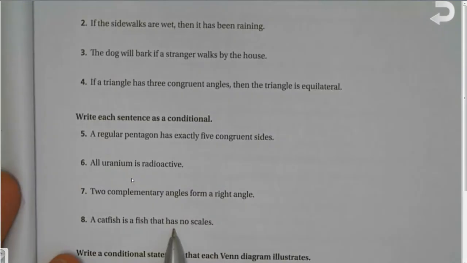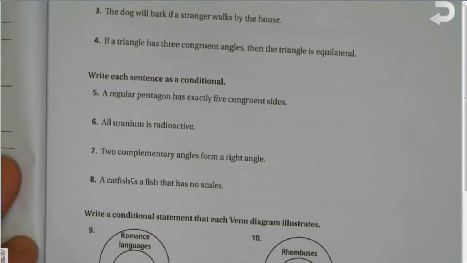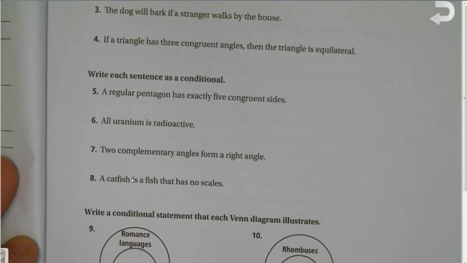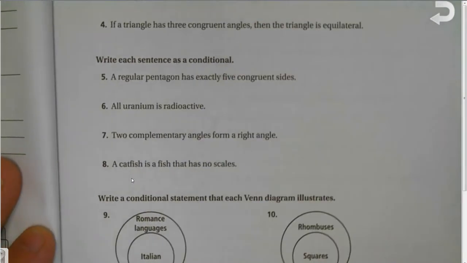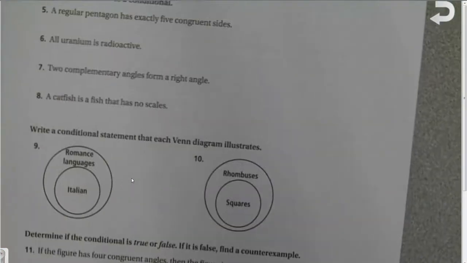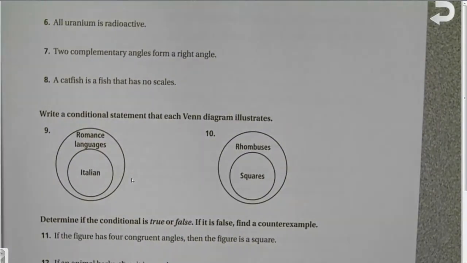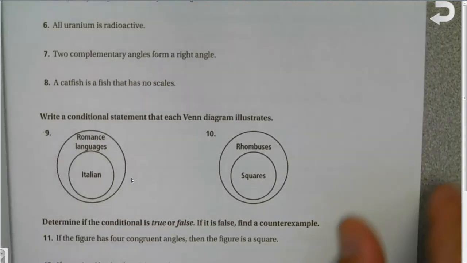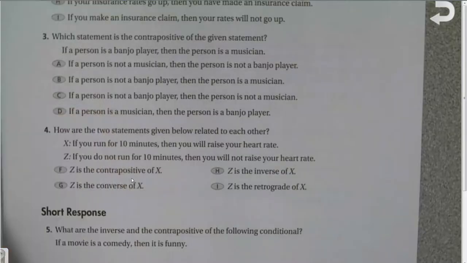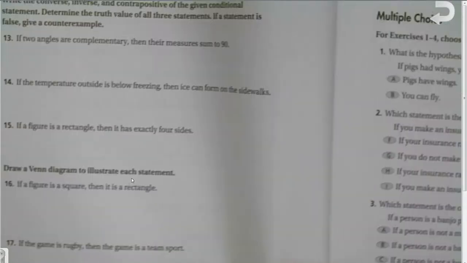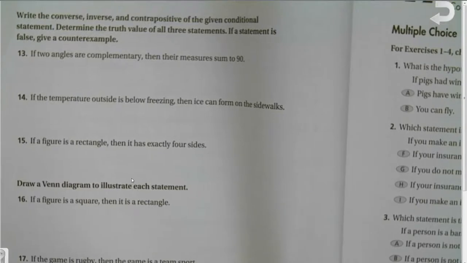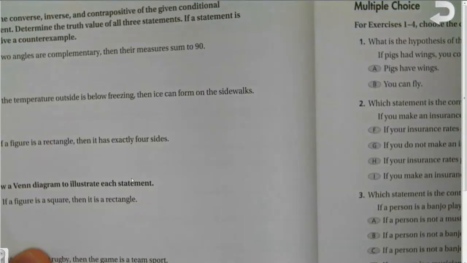The next 4 problems, you're going to rewrite the sentences as if-then. 9 and 10, you're going to write those problems as if-then statements. So if one thing, then the other. 11 and 12, you're going to say, is that true or false? If it's false, give me an example that proves that it's false. Then we get to the back. 13 through 15, you're going to pick one of them and do the same steps that we did with this problem.